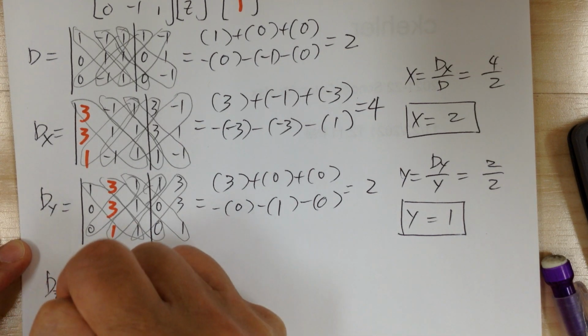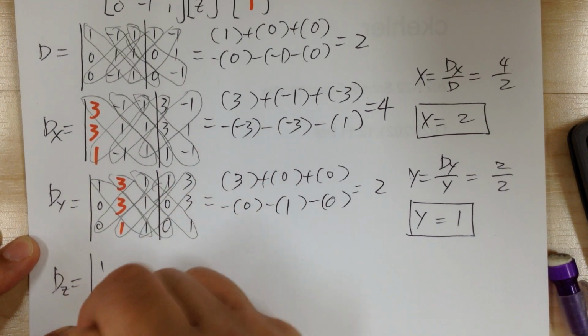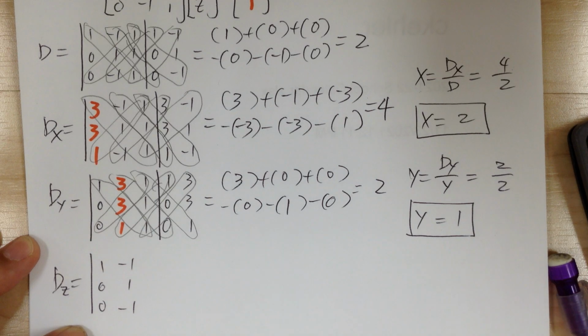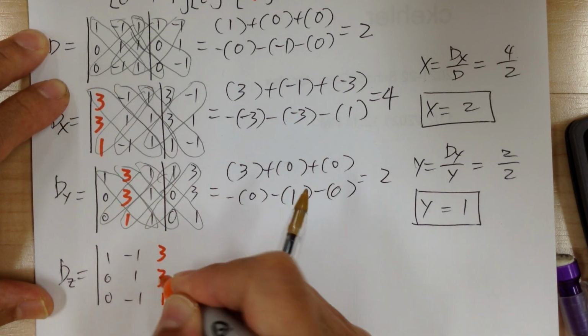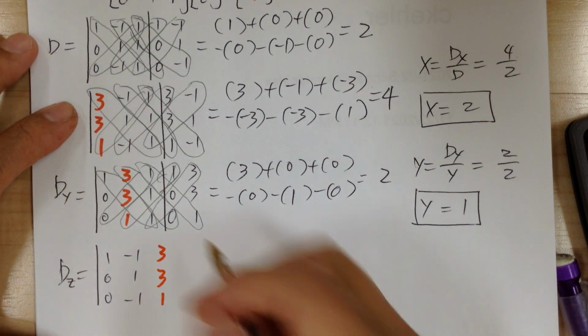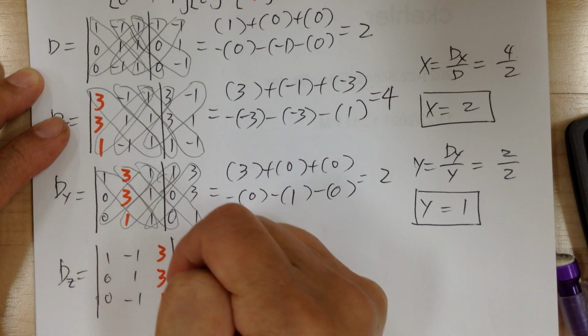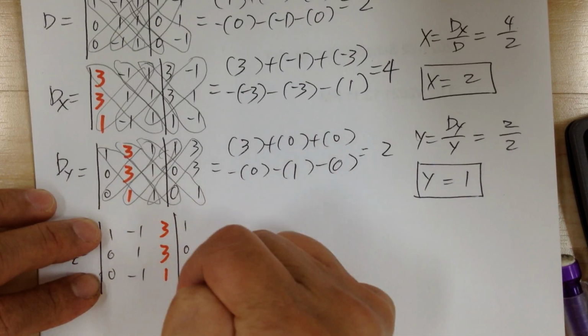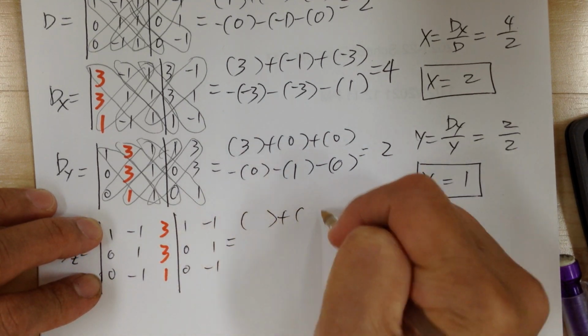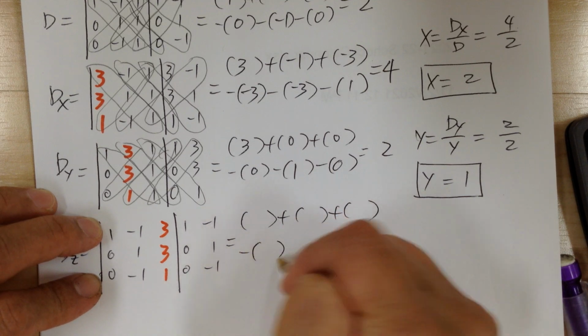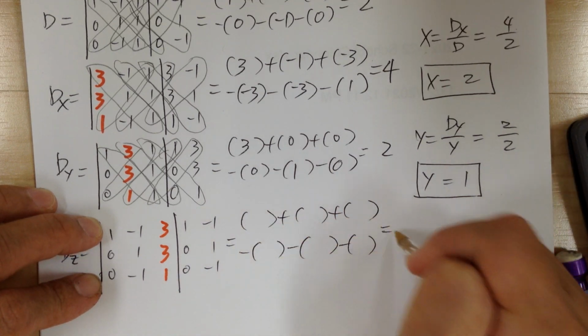Okay, so d of z. So 1, 0, 0, -1, 1, -1. Okay, replace the z column with 3, 3, 1. Okay, so copy the first two columns. Okay, so you can get your 3 pluses, 3 minuses ready.